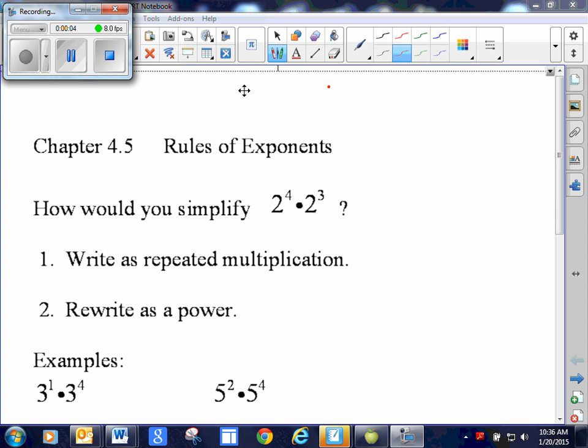Hello, pre-algebra friends. We haven't done a flipped classroom in a little while, so I'm hoping that you'll be able to understand my explanation and be able to take these notes and come to class ready to do some problems without having to do much more on the lecture.